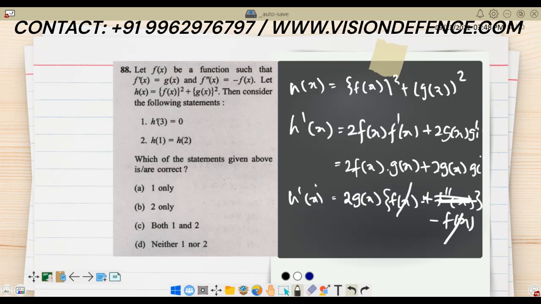H dash of x, not 3, just any number, will be equal to 0. H dash is always 0, so this is correct. So h of 1 equal to h of 2, just now we proved that.